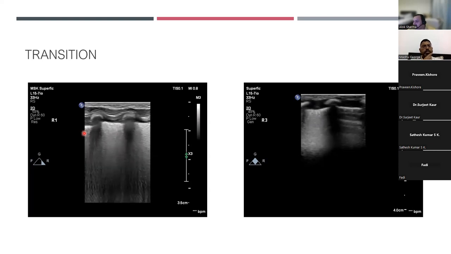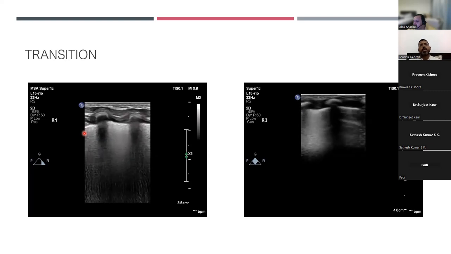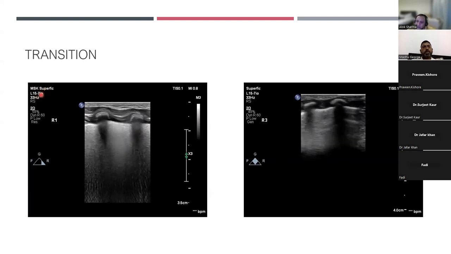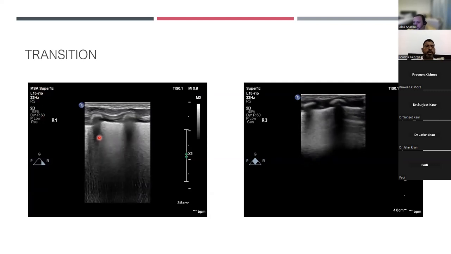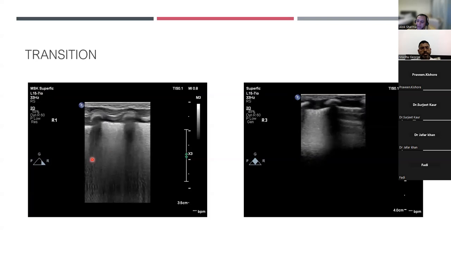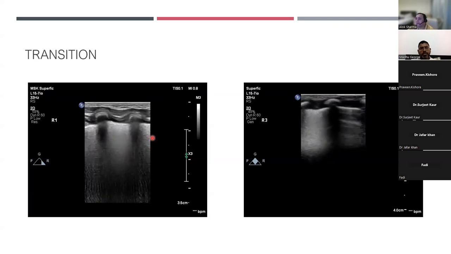Anybody? You're using 15 high frequency. Well, that's the probe. It doesn't say what frequency over here. That's the probe. Okay. But you're right. You're absolutely right. I am using high frequency. And because I'm using a high frequency, the superficial areas are well demarcated, but I'm actually using depth. But that's important. I want to see the superficial area because I'm worried that this baby might have RDS.